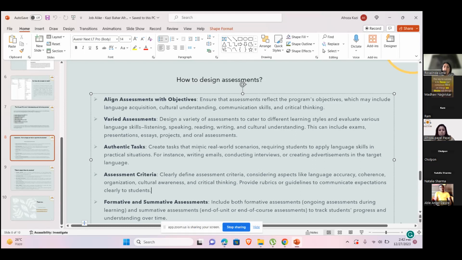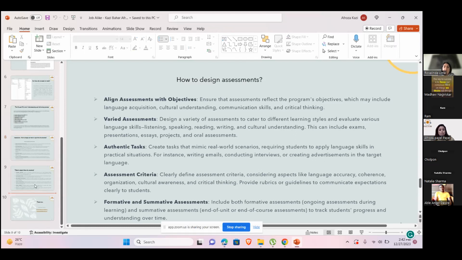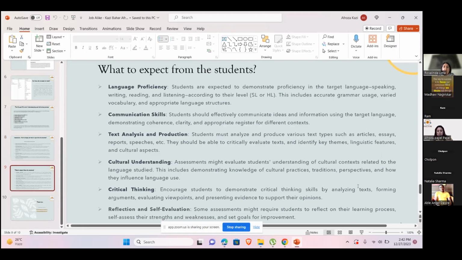And finally, what is expected, because I'm also running right now, as I have to close the meeting within I think 5 to 6 minutes. So this is what we are supposed to expect from the students and what we must.